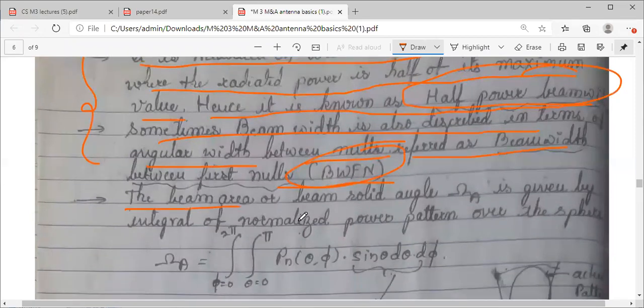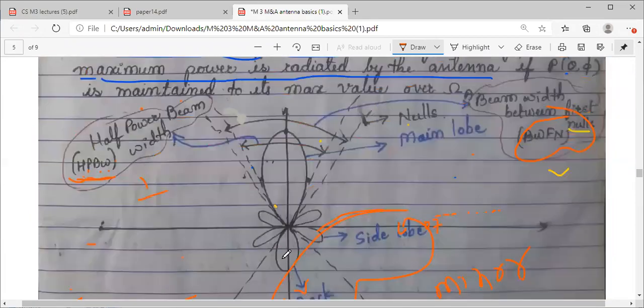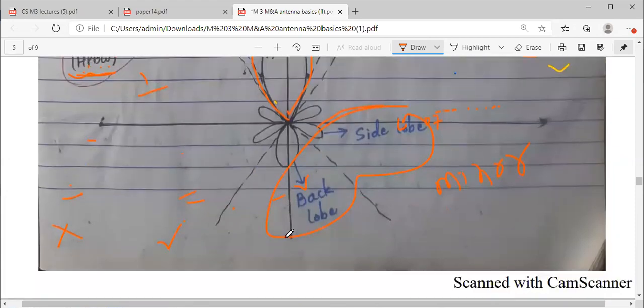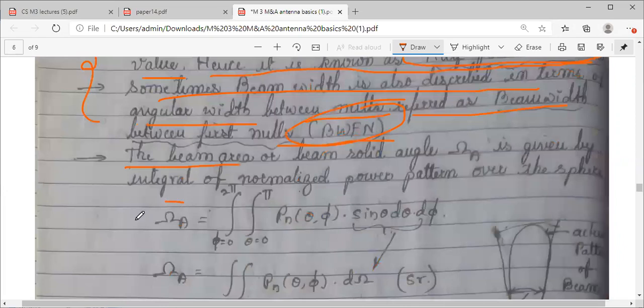The beam area, this figure. What is the area of this solid angle? This omega A is equal to the surface integral of the power. You can express either power or the field, no problem. Here I'm taking power. You can take P or S, both symbols you can use.